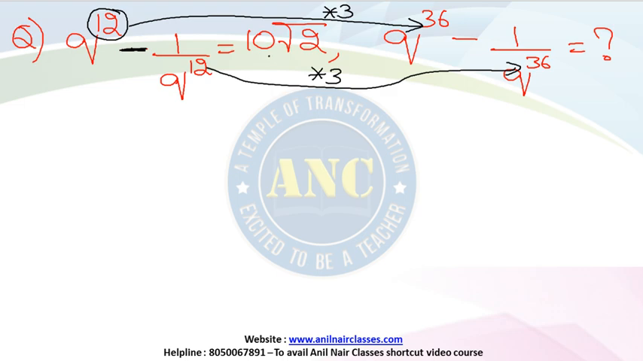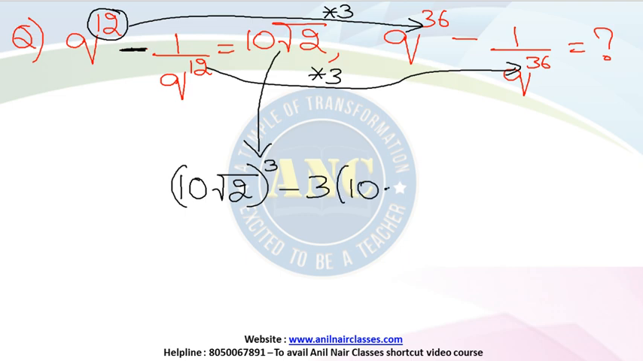That means my direct answer is k will become k cube minus 3k. That means the answer for this extra question is 10 root 2 whole cube minus 3 times of 10 root 2. I will not be interested in simplifying this further. I am just telling you the solution for it, right? You can simplify this further.